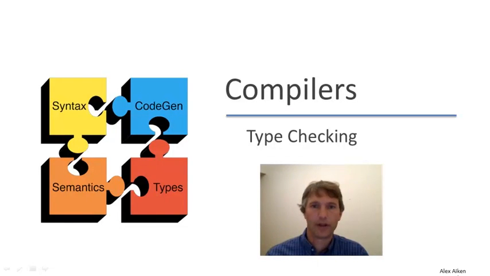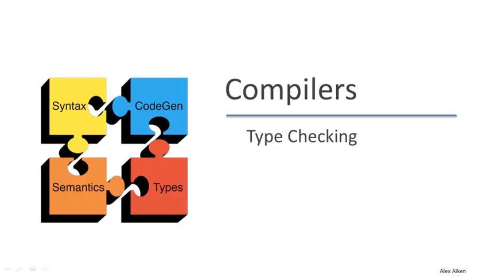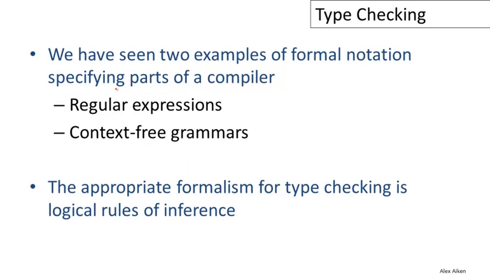In this video, we're going to talk about type checking in COOL. Thus far, we've seen two examples of formal notation used to specify parts of a compiler. Regular expressions were used in lexical analysis and context-free grammars, which we used in parsing.